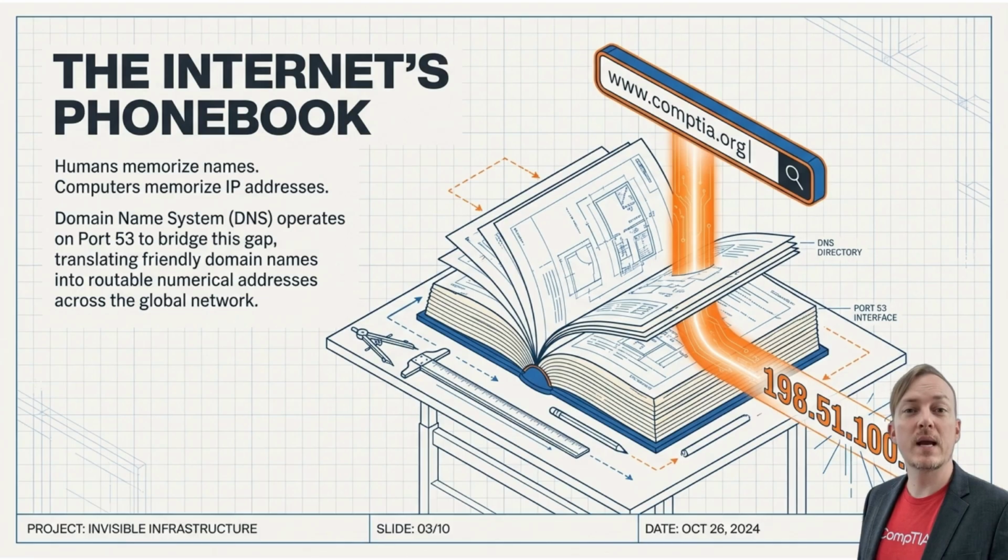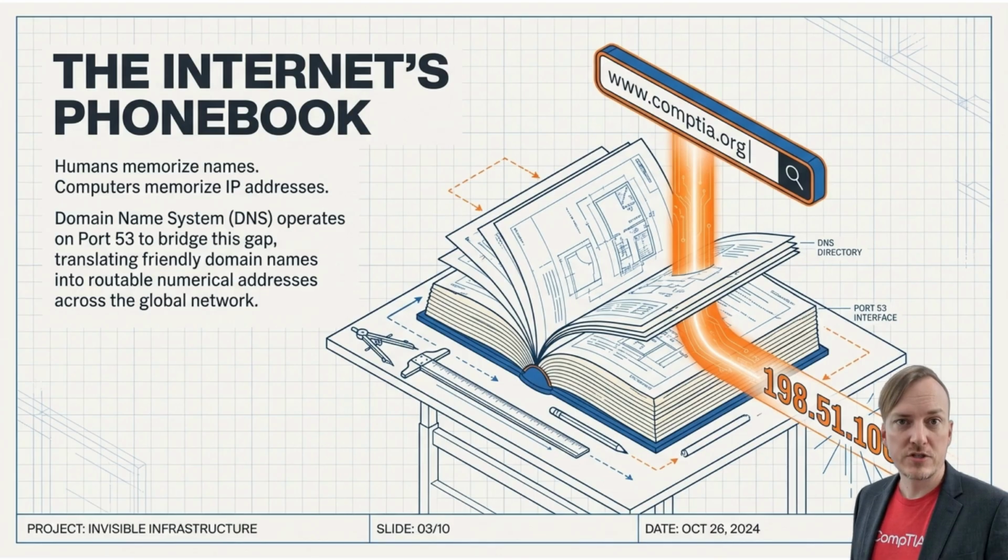Pillar 1. The network directory. Humans are great at memorizing names, but computers only memorize IP addresses. To bridge this gap, we use DNS, the Domain Name System, which operates on port 53. Think of it as the internet's phonebook, translating friendly domain names like CompTIA.org into routable numerical addresses across the globe.